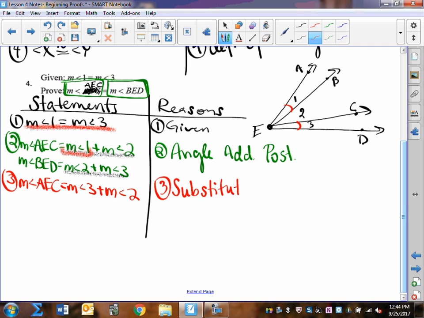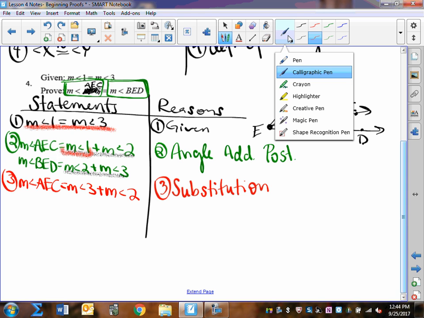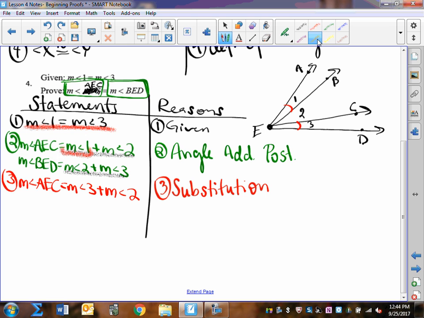Substitution. Okay, now you got to be careful here. Again, for us to show that they're equal, they have to be exactly the same. Are they currently exactly the same? No. They have the same pieces, so they're not exactly the same. They need to be exact.